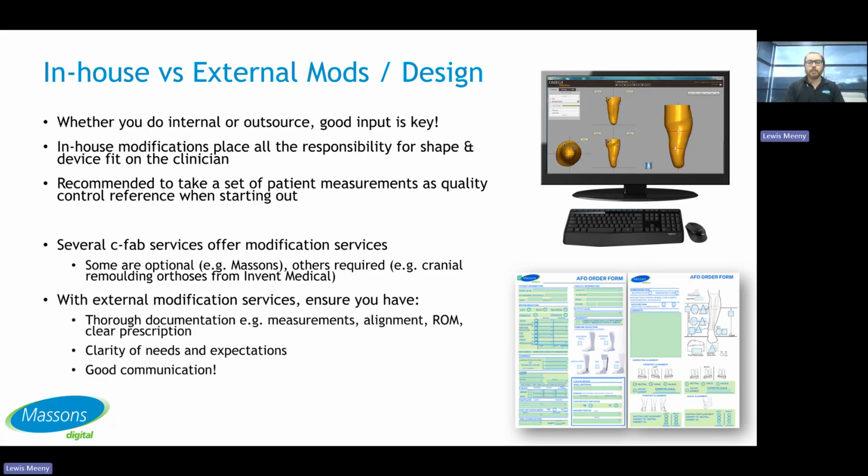When you're using external modification services, it's really handy to have thorough documentation. Know your measurements, your alignment, range of motion, and a really clear prescription, and clarity of the needs and expectations. So you want to make sure that the way you think about something is the same way that the CFAB thinks about it, or at least that you're on the same page as to what to expect. And that good communication is going to go a long way. Especially if you're not able to duck down to the workshop and ask something, you've got to have really good communication with an external provider.